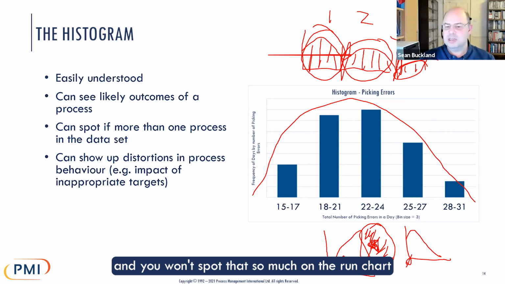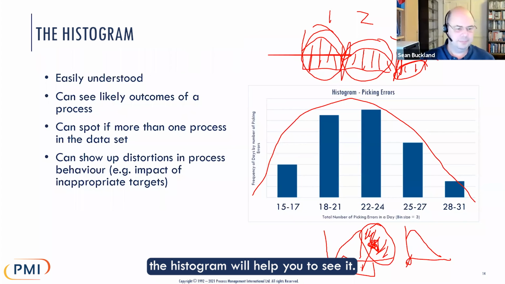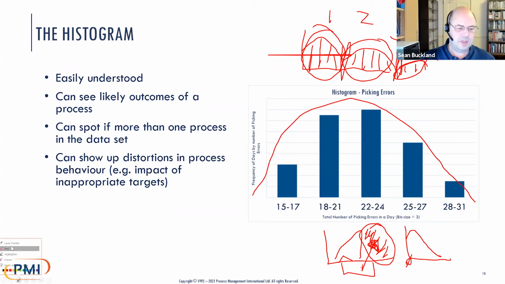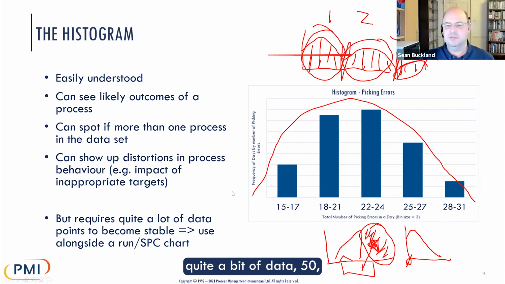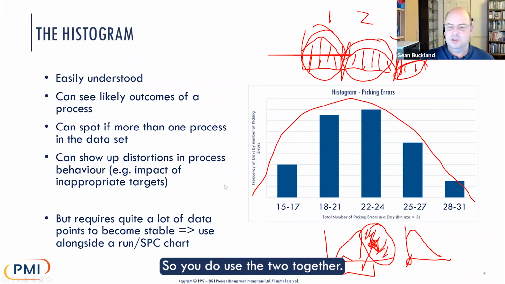And you won't spot that so much on the run chart or the control chart. The histogram will help you to see it. So really, really powerful. Use the two together. The main problem with the histogram is you do need quite a bit of data, 50, maybe even 100 points, for them to become stable. So do use the two together.